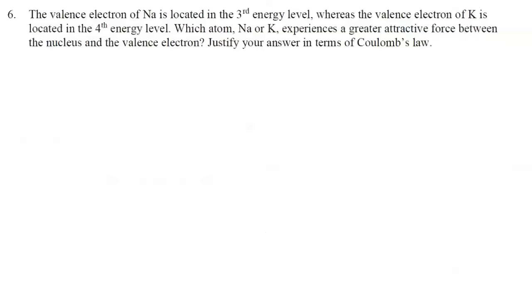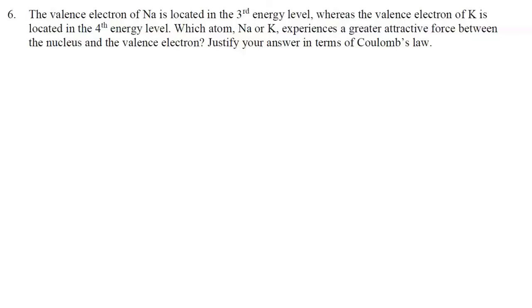All right, so in question 5, the comparison between sodium and magnesium was more about the magnitude of charge on the nucleus. Here, in question 6, the comparison between sodium and potassium is going to be more about the distance between the nucleus and the valence electrons. Okay, so number 6: the valence electron of sodium is located in the 3rd energy level, whereas the valence electron of potassium is located in the 4th energy level. Which atom, sodium or potassium, experiences a greater attractive force between the nucleus and the valence electron? Justify your answer in terms of Coulomb's law.